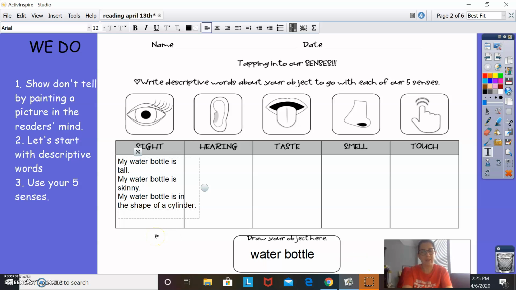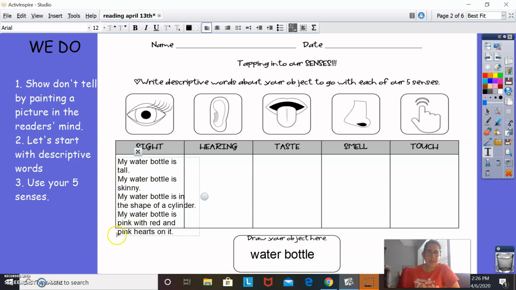And my water bottle is pink with red and pink hearts on it. Okay, those are just a few ways that I described my water bottle. Now, you won't have to write as many sentences as I did here. I'm just giving you some examples. I'm going to ask you to write maybe 2 to 3 sentences here.